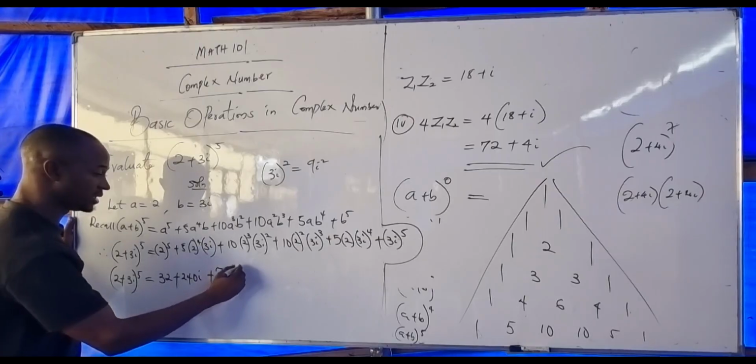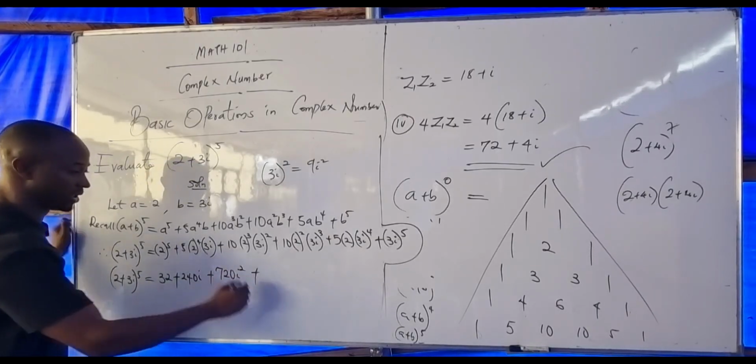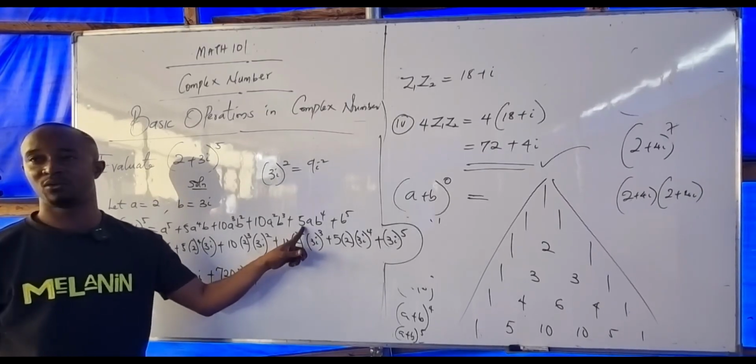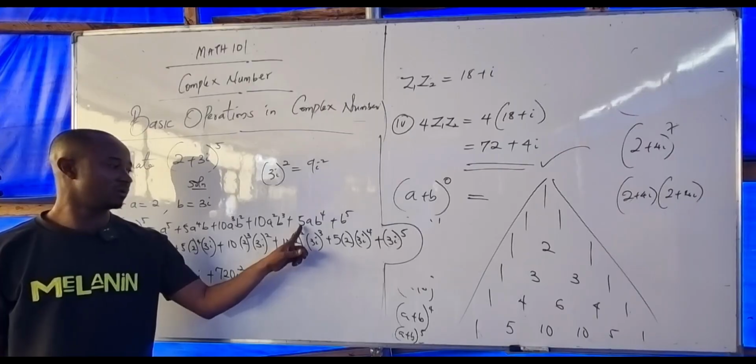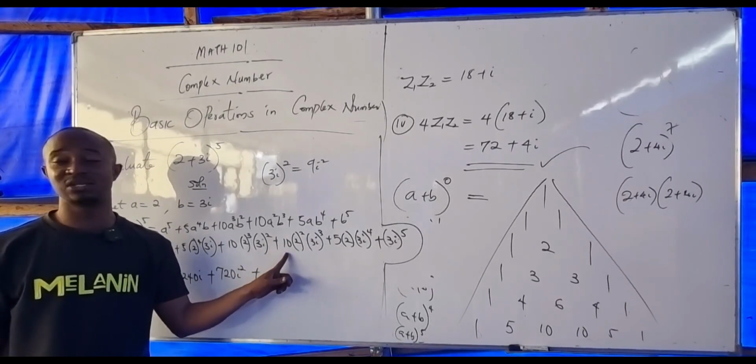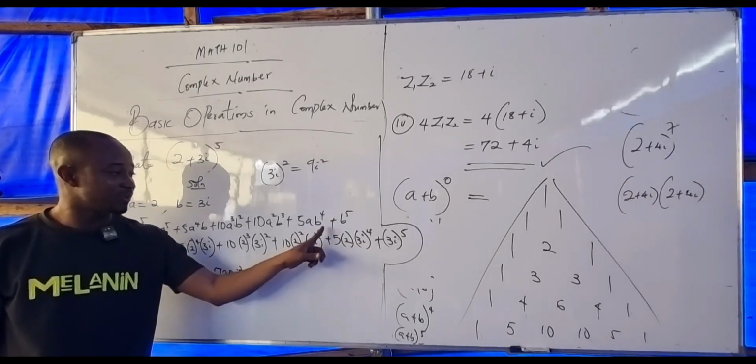720 what? i squared, right? Good. Plus, we are done with this. Let's come to this now. What's 2 raised by 4? So 2 raised by 2, 4. I gave the answer already. 2 raised by 2 is what? 4. 4 times 10 is what? 40.